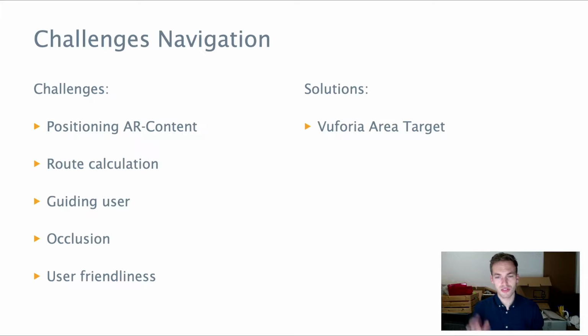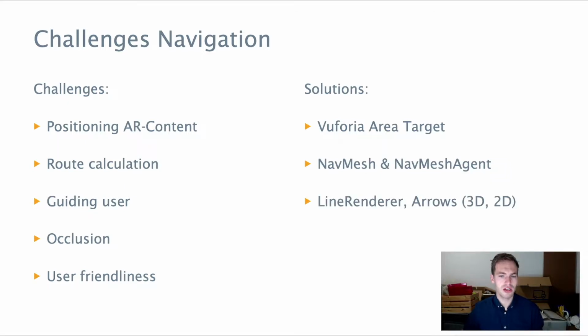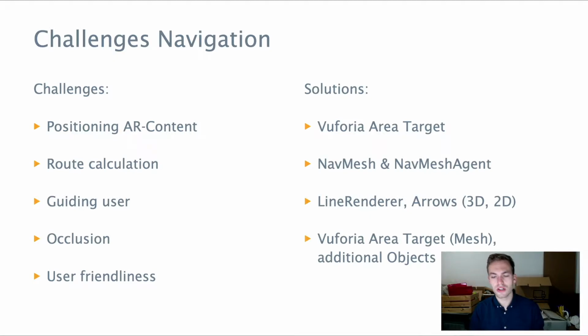The position of the AR content is done by the Vuforia Area Target. For multiple area targets it's a bit more complicated, but we will cover this in a later video. Then the route calculation is done with the NavMesh and the NavMeshAgent. To guide the user, we use a line renderer and a 3D and a 2D arrow. The occlusion is done with the Vuforia Area Target mesh and can also be optimized with additional objects. We'll cover the occlusion also in a later video.